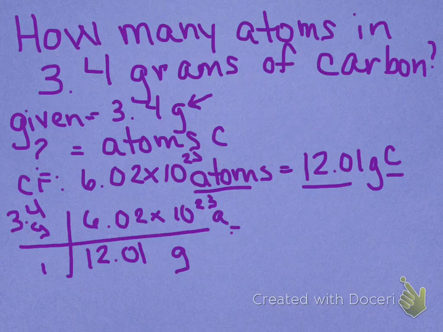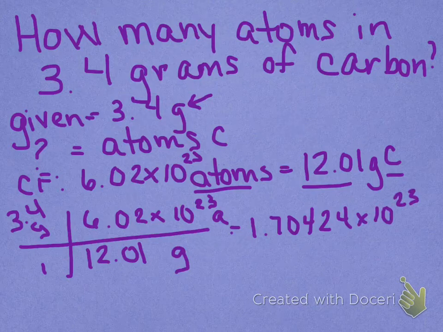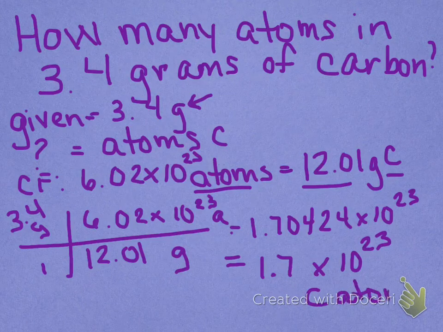Let me plug this into my calculator real quick. I'm going to plug in 3.4 times 6.02. Don't forget to use your exponent button. Times 10 to the 23rd divided by 12.01. What my calculator tells me is 1.70424 times 10 to the 23rd. I can only have 2 sig figs, so my final answer is going to be 1.7 times 10 to the 23rd carbon atoms.